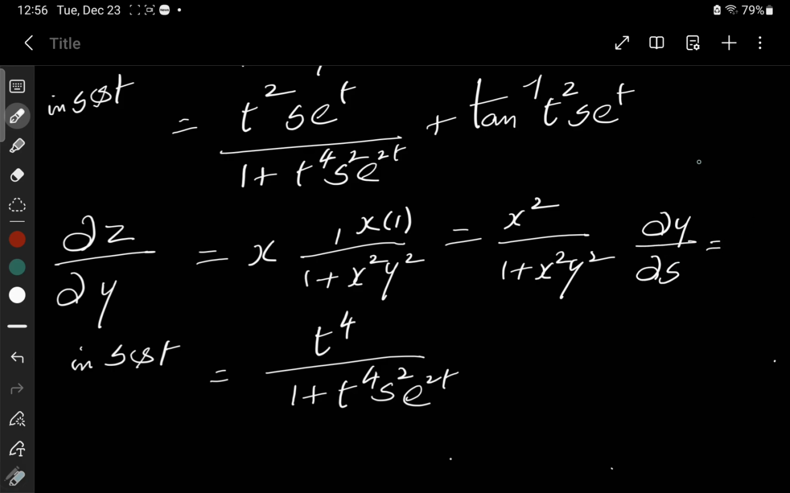So what is dou y by dou s? Because y is s into e power t, e power t is constant. If you differentiate s, you will get the answer 1.